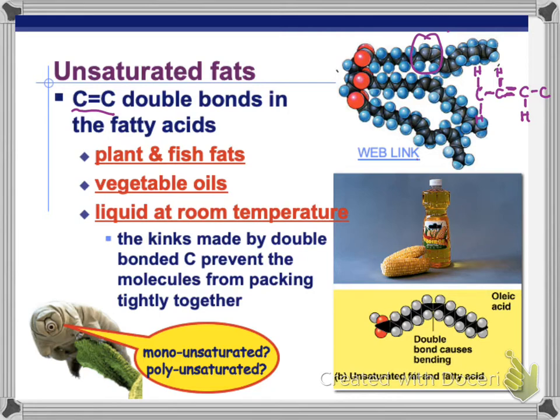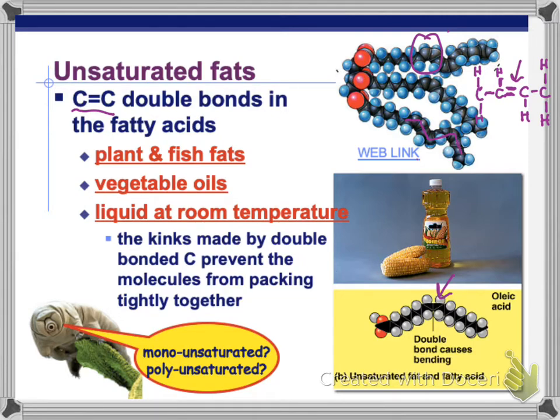Carbons make 4 bonds, 1, 2, 3, 4. When 2 of those bonds are locked into a double bond, that means less bonds are able to form with hydrogen. So as a result, we say this is unsaturated. There is not a maximum number of hydrogens found, and so we can see that. Now, every time there is a double bond, it causes a kink. It causes a bend in that fatty acid chain.